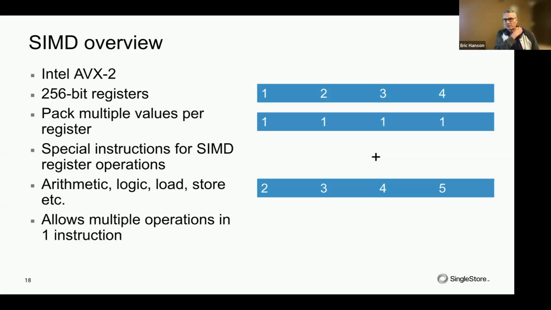So this is a really simple one that does 4 adds in a single instruction. And this is illustrated here. But you can put even more data in a SIMD register. If you have 1 byte per value, you could have 32 packed into an AVX2 register.